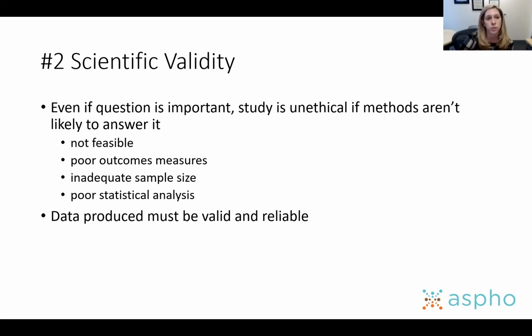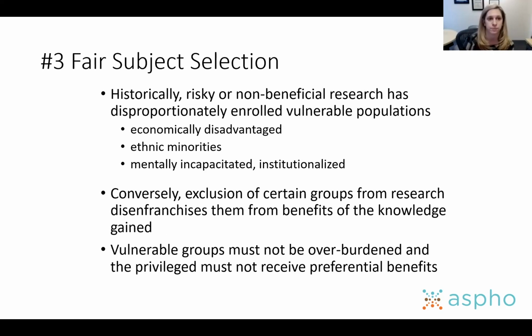Next, moving on, the research must have scientific validity. Even if the question is important, the study is unethical if the methods that are chosen aren't likely to answer that question. So studies that are clearly not feasible, that leverage poor outcome measures, studies with inadequate sample sizes, or insufficient statistical analytic plans that don't position us well to answer our question are also considered unethical. We need to know that the data that comes out of this is going to be valid and reliable. So the scientific validity is a key component in the ethical underpinnings of our research.